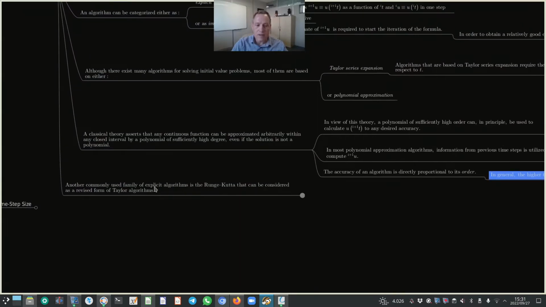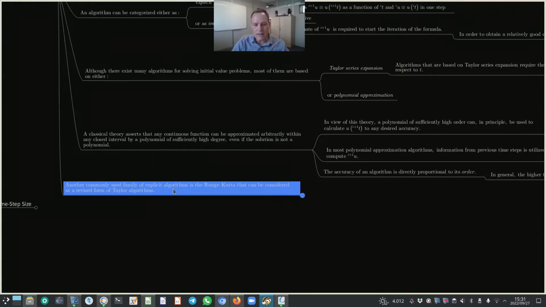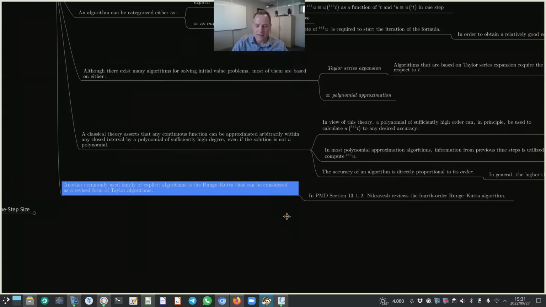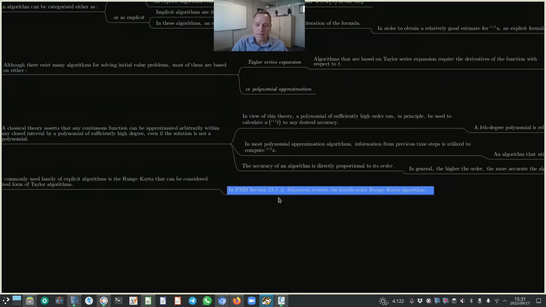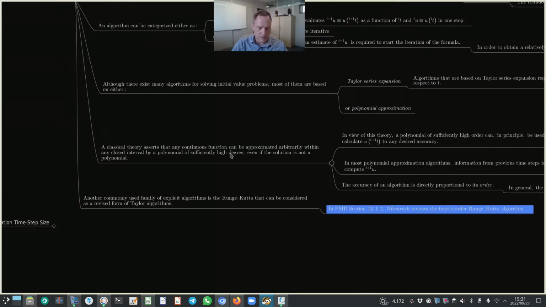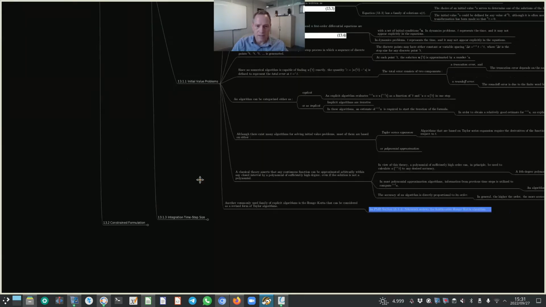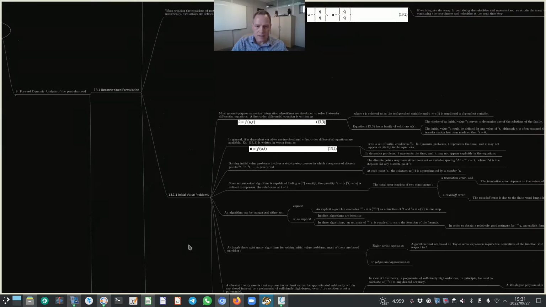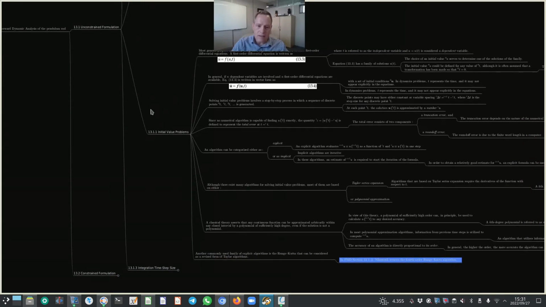Now, another commonly used family of explicit algorithms is the Runge-Kutta, that can be considered as a revised form of Taylor algorithms. In planar multibody dynamics section 13.1.2, Prof. Nikravesh reviews the fourth order Runge-Kutta algorithm for those of you who are interested in looking at that. Okay, so that is a summary of the theory of initial value problems.